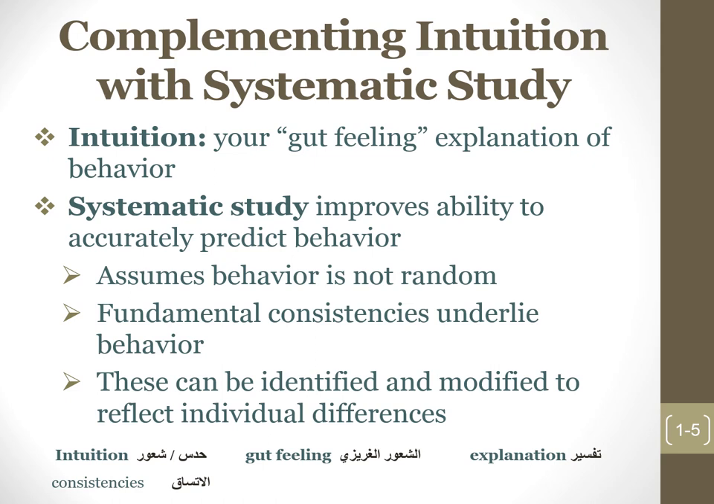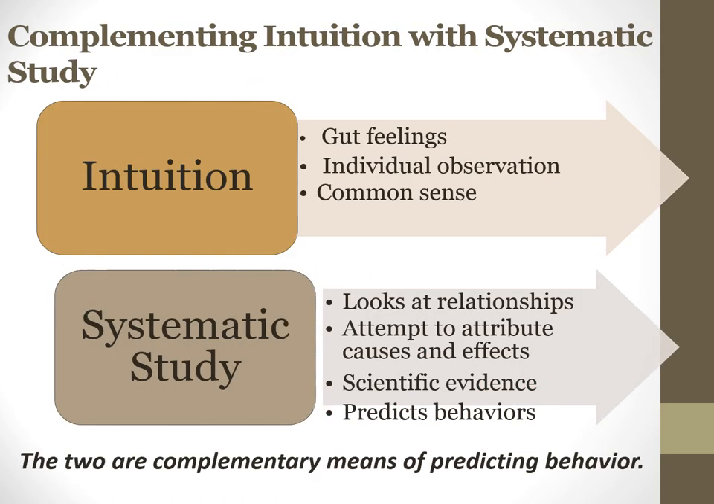Why are we studying behavior, and why should managers come and attend an academic course? Because behavior is not random. There is a fundamental consistency underlying behavior, and this can be identified and modified to reflect individual differences. What does it mean? It means that there are two approaches complementing each other: the intuition approach and systematic study. The intuition approach means gut feelings, individual observation and common sense. And systematic study looks at relationships, attempts to attribute causes and effects to specific events, and predicts behavior.